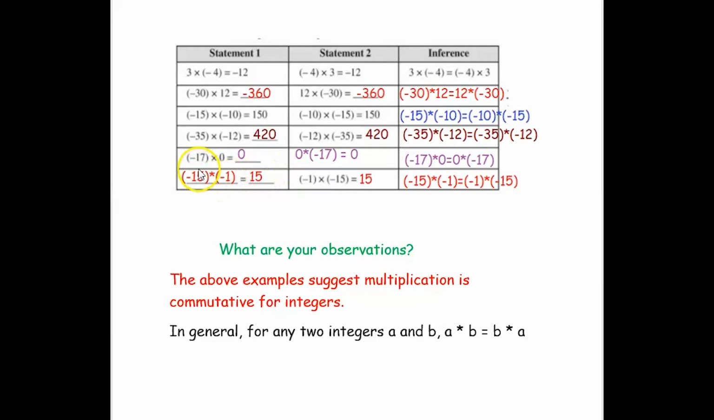Next statement is negative 17 into 0. So any number multiplied with 0, we will get 0. So same way 0 into negative 17 is also 0. So what we are inferring? Negative 17 into 0 is equal to 0 into negative 17.